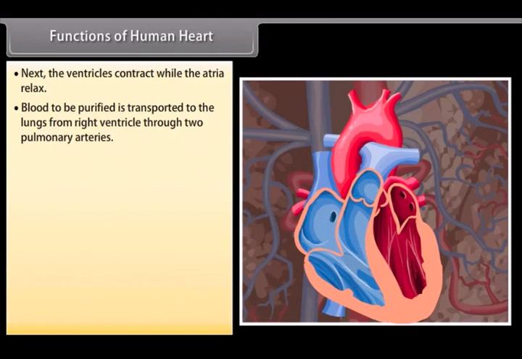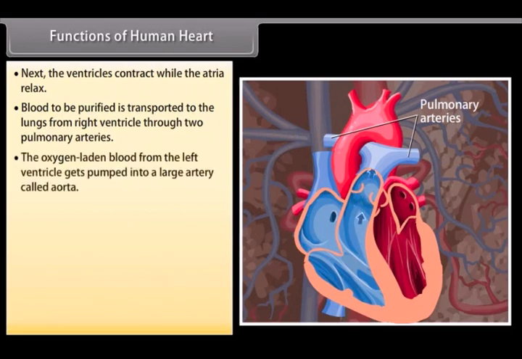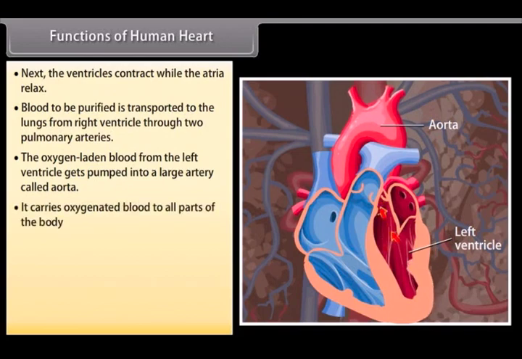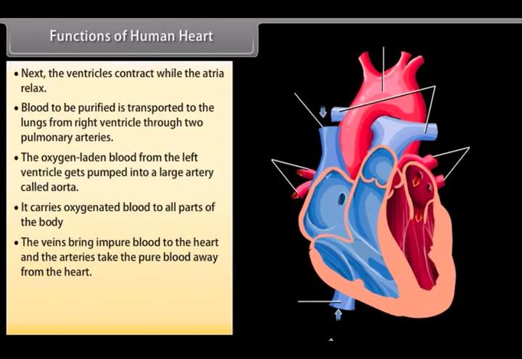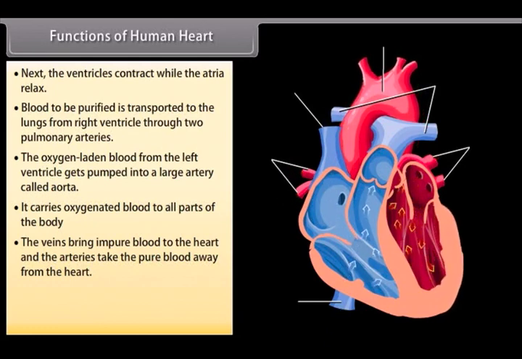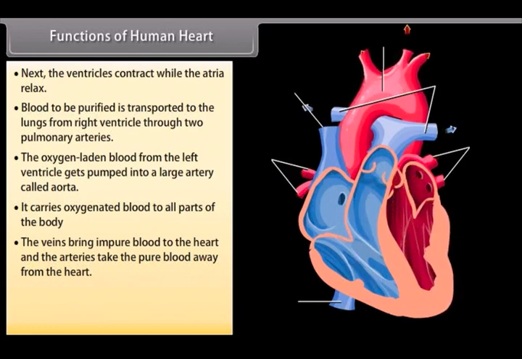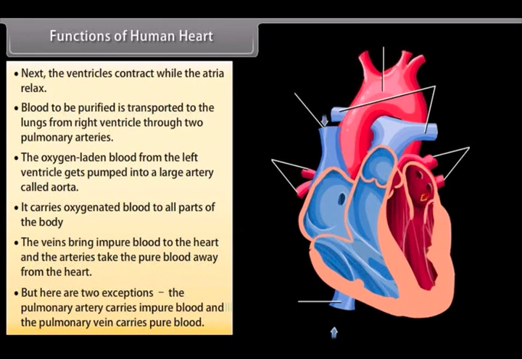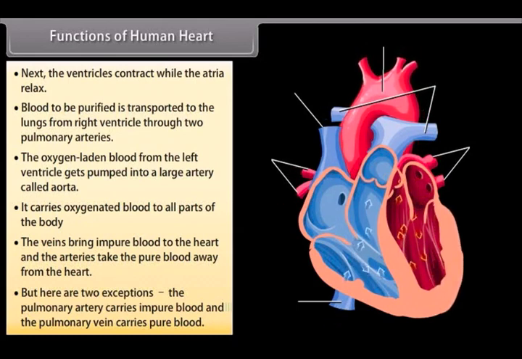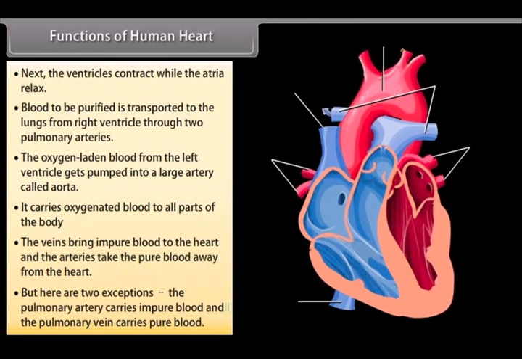Blood to be purified is transported to the lungs from the right ventricle through 2 pulmonary arteries. The oxygen-laden blood from the left ventricle gets pumped into a large artery called the aorta. It carries oxygenated blood to all parts of the body. The veins bring impure blood to the heart, and the arteries take the pure blood away from the heart. But there are 2 exceptions. The pulmonary artery carries impure blood, and the pulmonary vein carries pure blood.